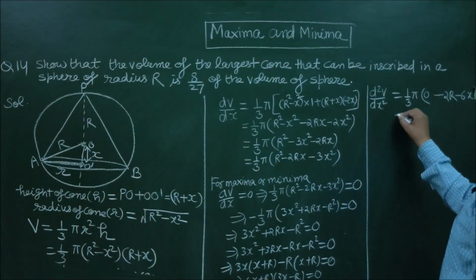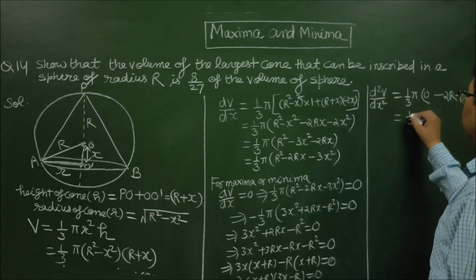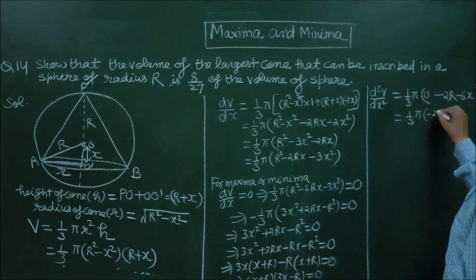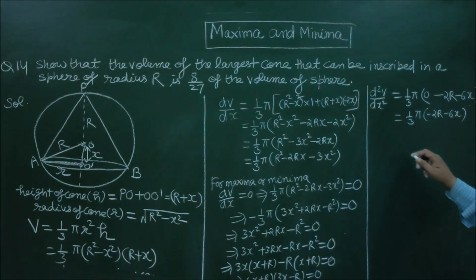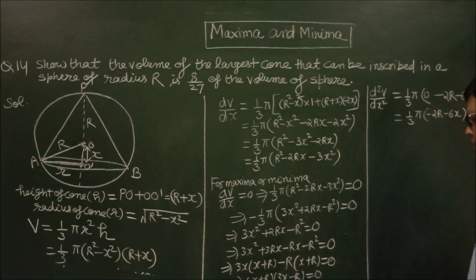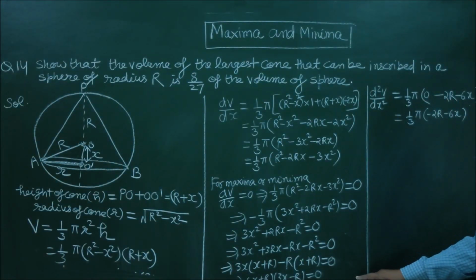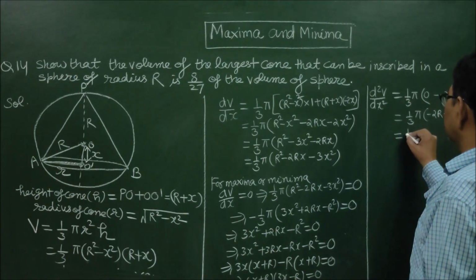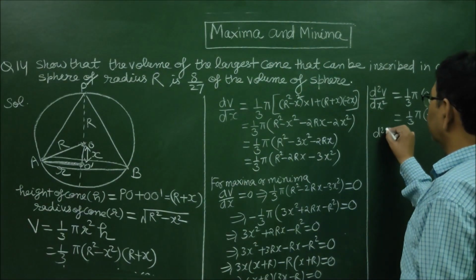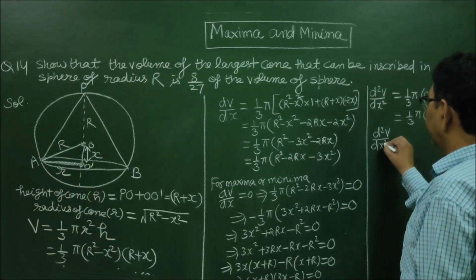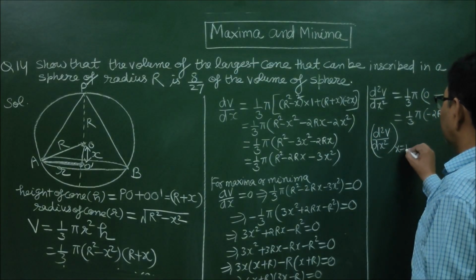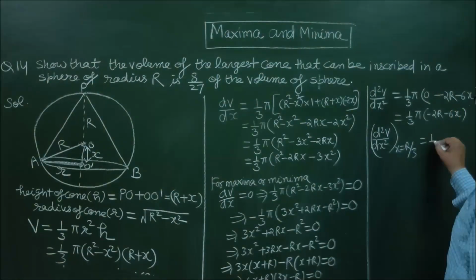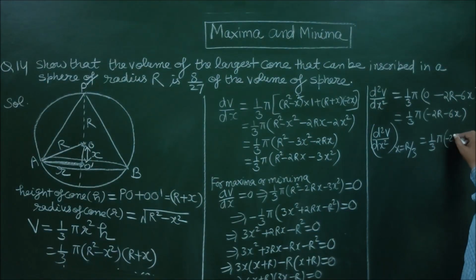Now the value is 1 by 3 pi into (minus 2r minus 6x). Now let us check at x is equal to r by 3, what is the sign of the second derivative. So this is equal to 1 upon 3 d square V over dx square. At this point, x is equal to r upon 3, it is equal to 1 upon 3 pi into (minus 2r minus 6 into the value of x, which is r upon 3).